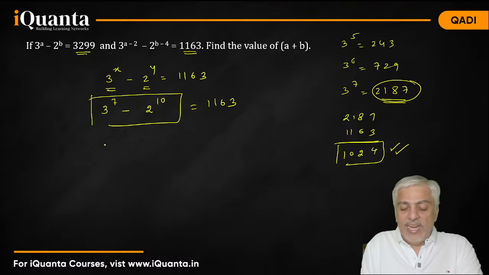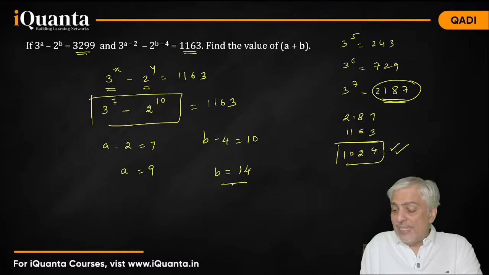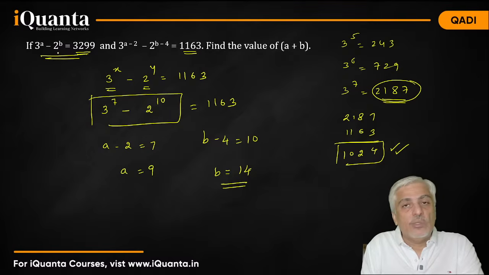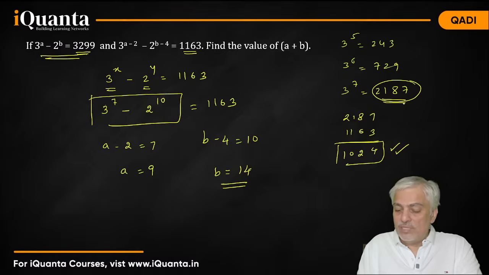So I know that a minus 2 is 7, so a is 9, and b minus 4 is 10, so b is 14. Now on the other side, what you need to do is just go and check it over here. You don't need to do that actually, but if you really want to, like in an exam like XAT, I want to be extra sure. I don't want to lose unnecessary marks. So 3 raised to 9, 3 raised to 7 was 2187.